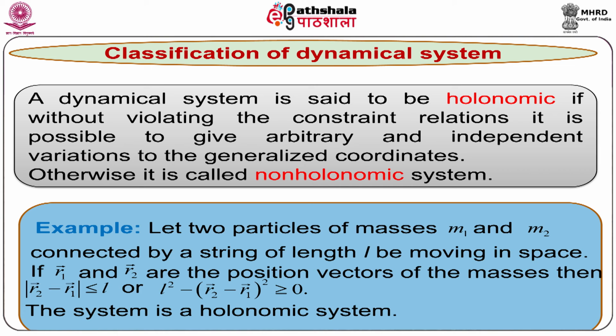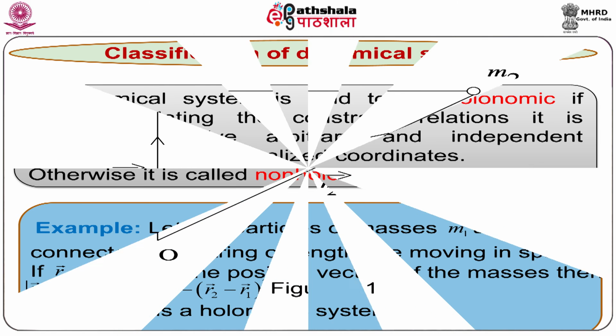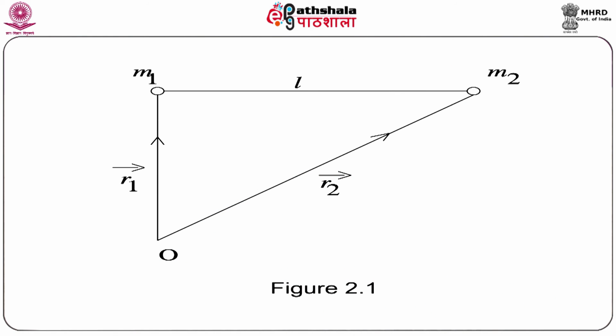For example, let two particles of masses m1 and m2 connected by a string of length L be moving in space. If r1 vector and r2 vector are the position vectors of the masses at time t, then clearly we have mod of r2 minus r1 less than or equal to L, which gives L square minus the square of r2 vector minus r1 vector greater than or equal to 0. In this case, the system is a holonomic system with a unilateral constraint. Here two masses m1 and m2 are connected by a string of length L. The position vector of mass m1 is r1 vector measured from the origin O, while mass m2 has the position vector r2 vector.